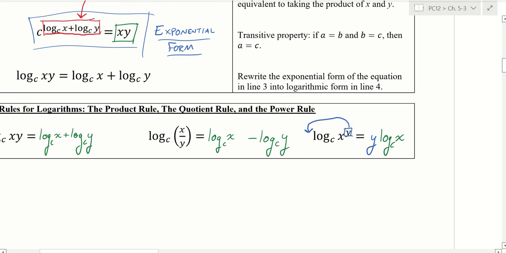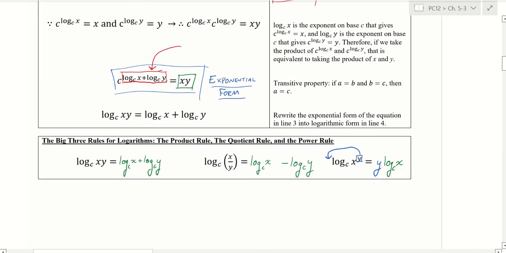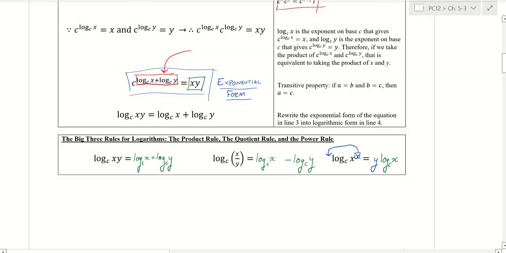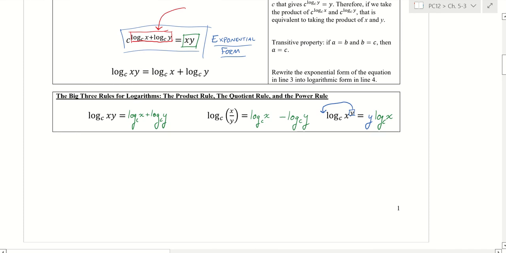And so these are the big three rules for logarithms. And in the next video, I'll go over a little bit more of an explanation of the quotient rule and the power rule. Not necessarily giving the most detailed proof, but hopefully giving you an idea at least of why they're true.